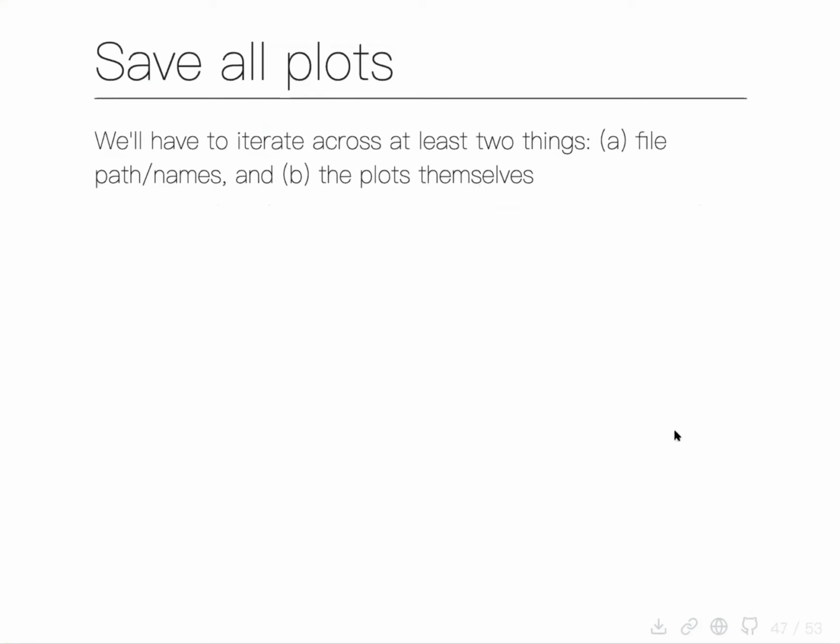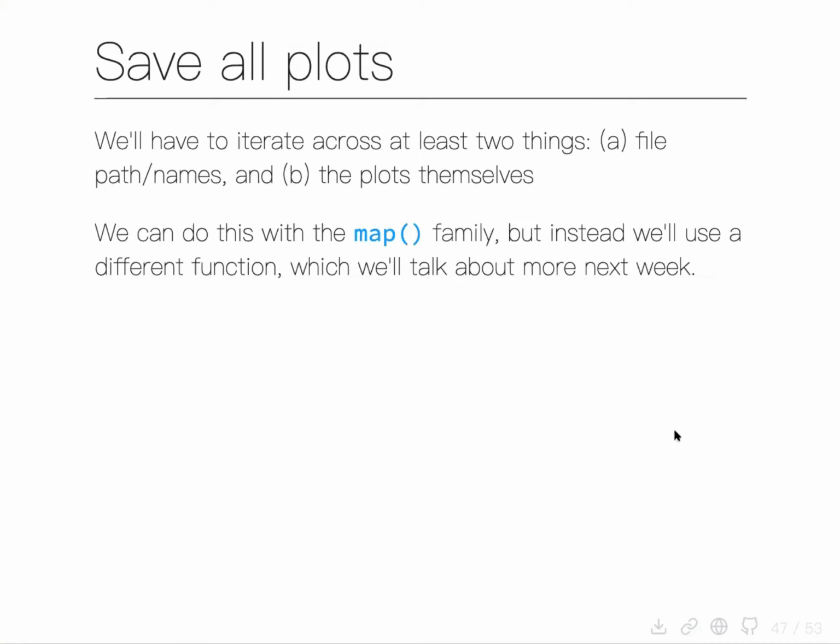Last thing for this set of slides. Let's say we want to save all the plots. So we have to iterate across at least two things: the file path and names, and the plots themselves. We have to create some file paths, and then we have the plots, and we iterate across both so we can say, here's the plot, save it to this path. We can do this with the map family, like map2, but generally we'll use a different function, which we're going to talk about in just a little bit.